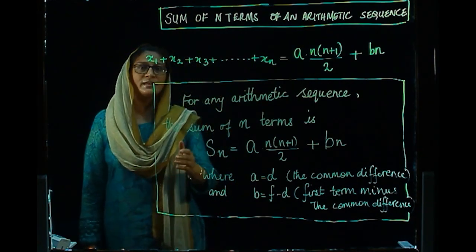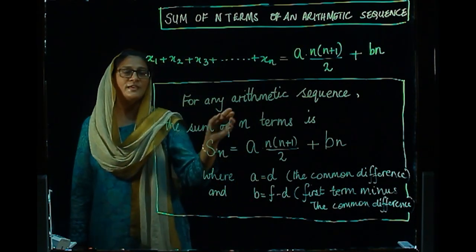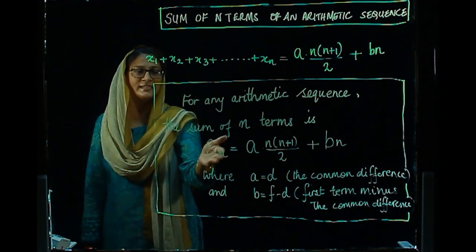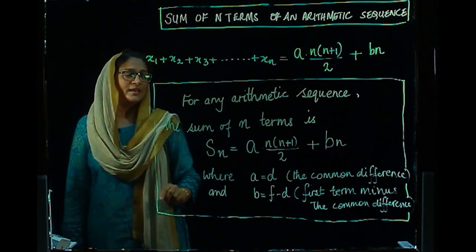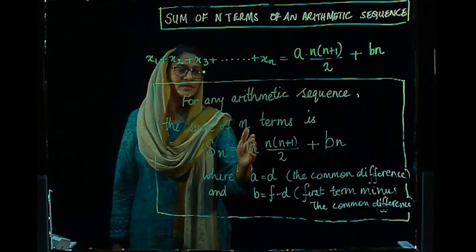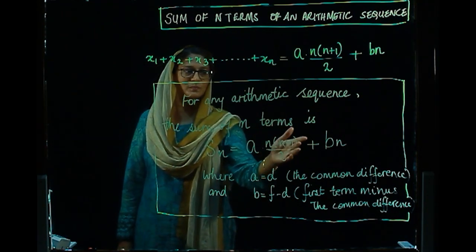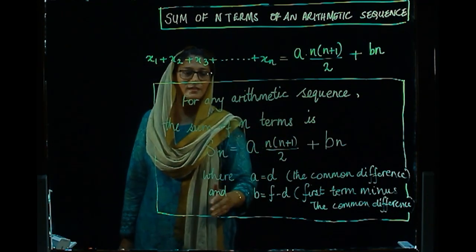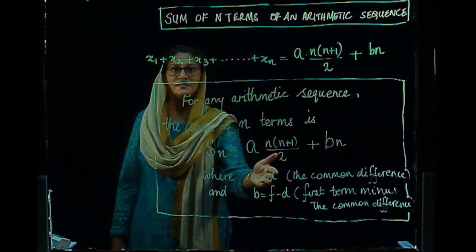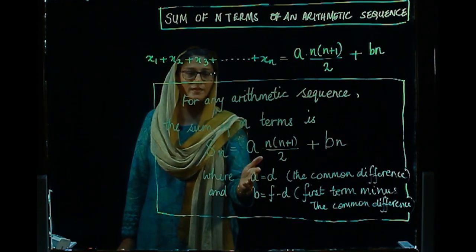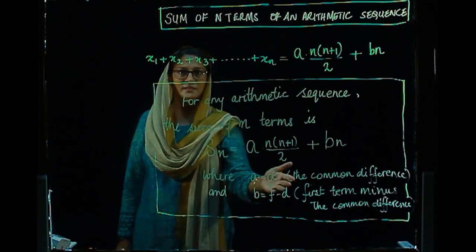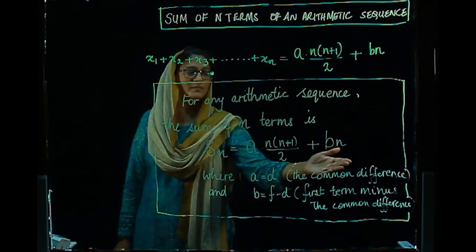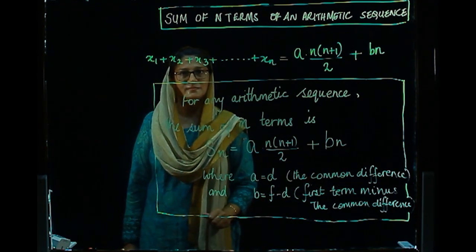That is, for any arithmetic sequence, the sum of n terms, let's say Sn, is equal to a into n plus 1 by 2 plus bn, where a is the common difference d, and we can find b by doing f minus d, which is the first term minus the common difference.